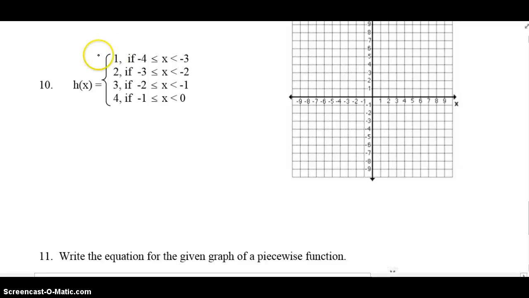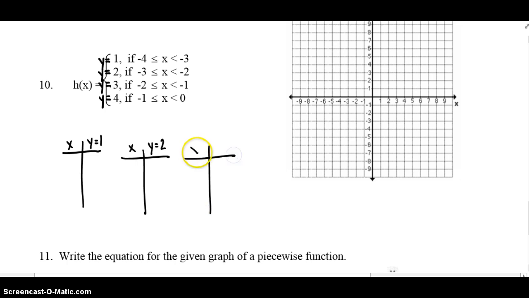This piecewise function just has 4 pieces, right? Y equals 1, y equals 2, y equals 3, y equals 4. However many pieces there are, we're going to set up a table for each one of them. So here's a table for the first piece, a table for the second piece, a table for the third piece, and lastly, a table for the fourth piece.